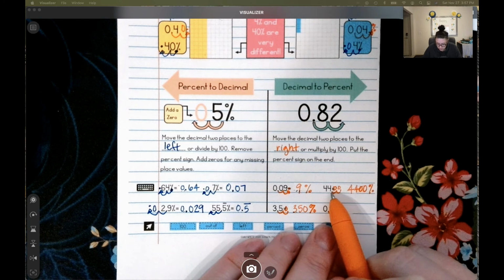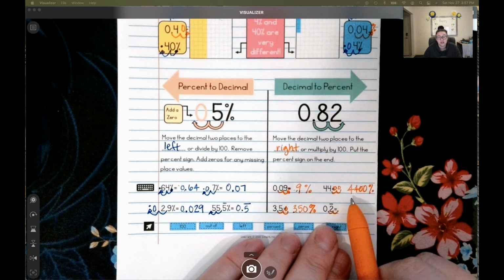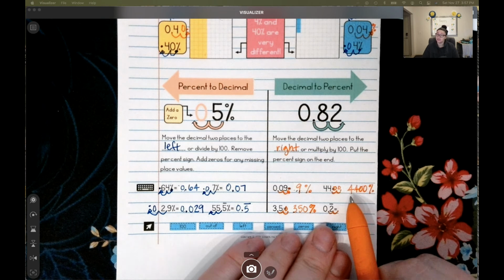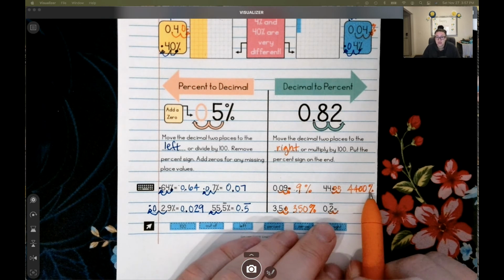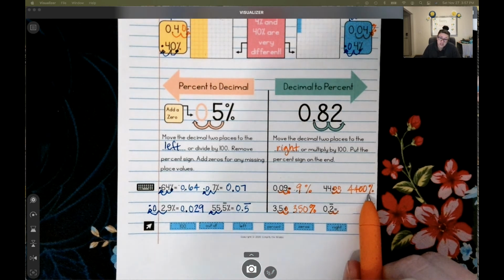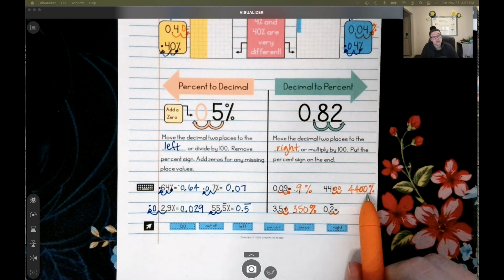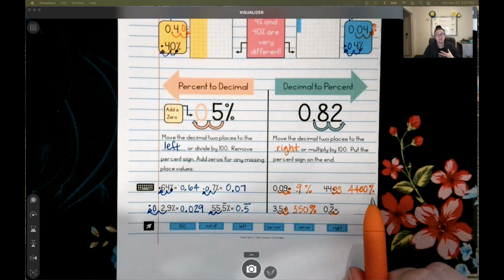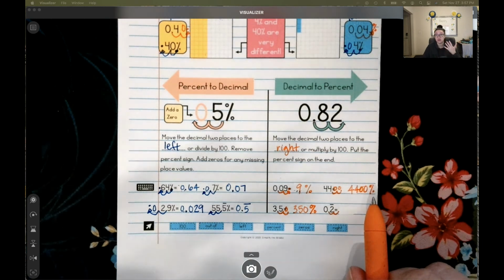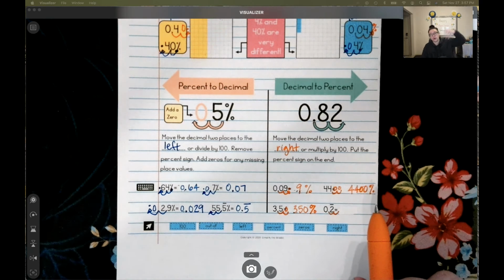The top one, move it to the right, you had to add the decimal at the end, it wasn't there. So this became 4,440%. That's crazy, but it's possible. It's possible to have more than 100%. On your tests, you can only get 100%, but maybe sometimes there's extra credit on a test, you could get over 100%. Maybe in business, you'll see people's sales for products grow more than 100%.